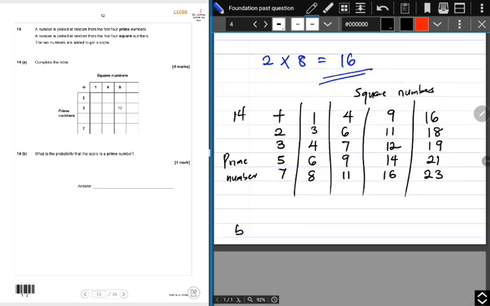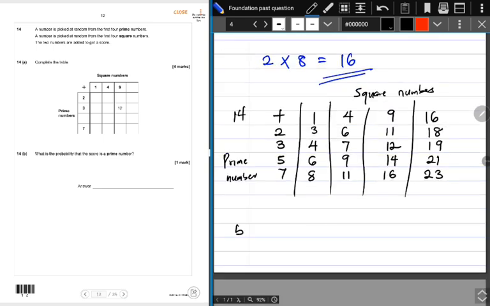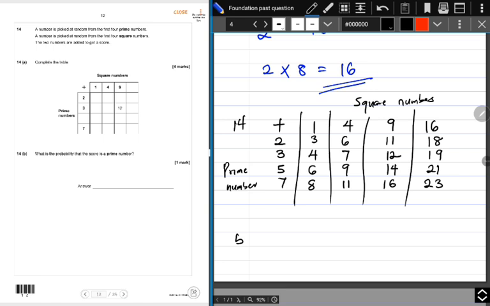Now let's look at the B. It says, what is the probability that the score is a prime number? For us to get this, we'll have to look at the total number of possible outcomes. We look at the table, we see that it's a 4 by 4 table, which is 4 times 4, going to give us 16. So that is the possible outcome of the table.